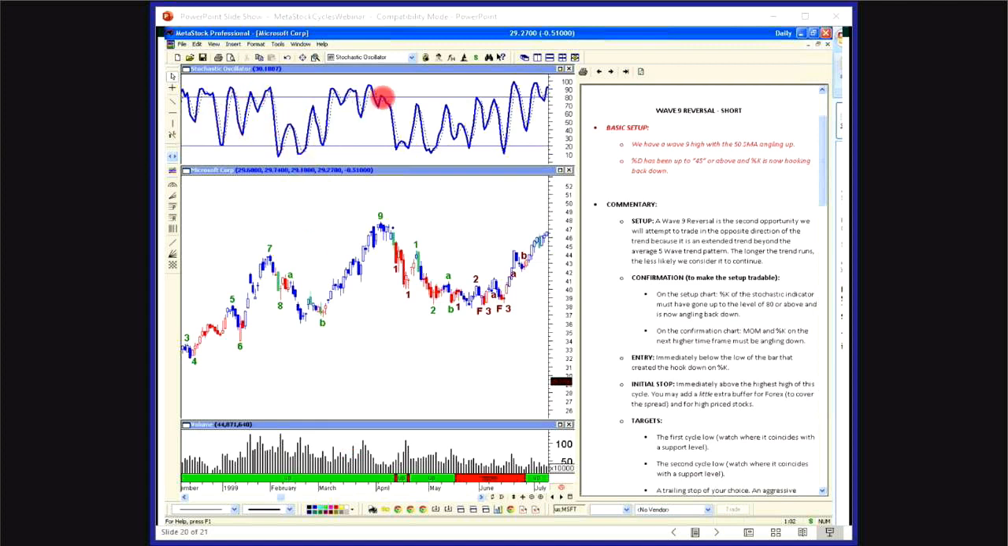The modified stochastic indicator is already done for you. And then here's the real cool thing nobody has: this commentary. So what we did here was measure this point right here. So, wave 9 reversal short. And then it tells you, okay, wave 9, here's this basic setup. That's the criteria technically. Then commentary: setup tells you what it is. Confirmation is where you look at the longer term time frame, and it tells you what your entry is, where your initial stop goes, and where your exit should be.